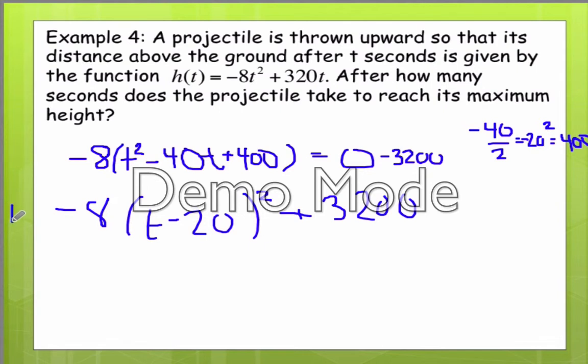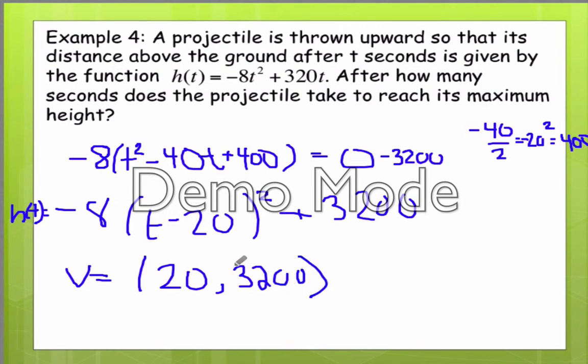h of t equals -8 times t minus 20 squared plus 3,200. So my vertex is 20, 3,200. So to answer the question, after how many seconds does the projectile take to reach the maximum height, my answer would be 20 seconds.